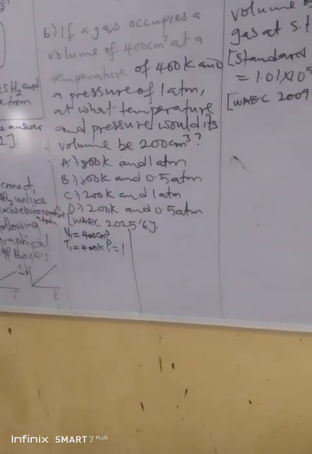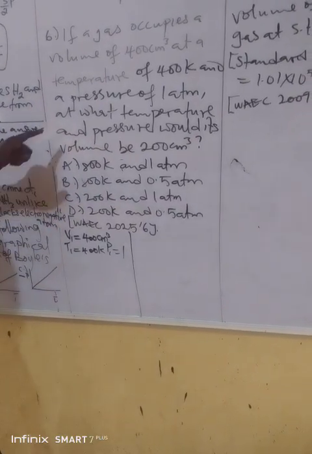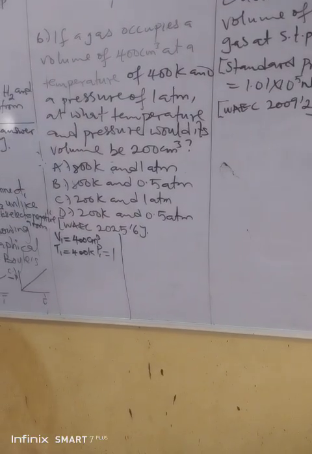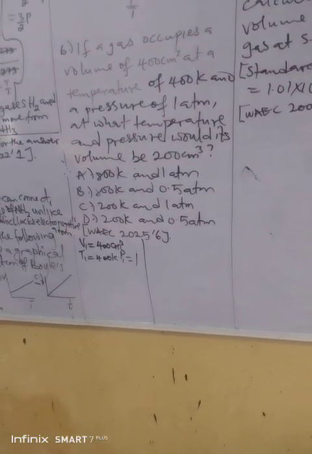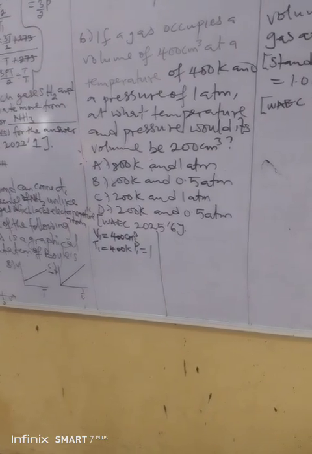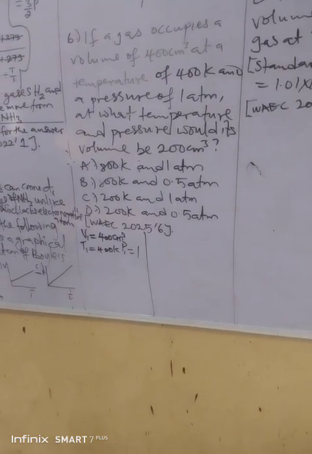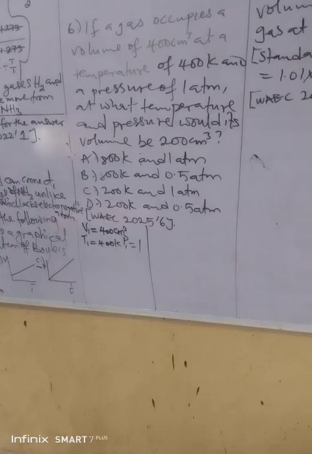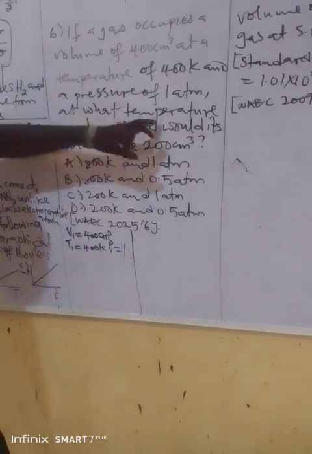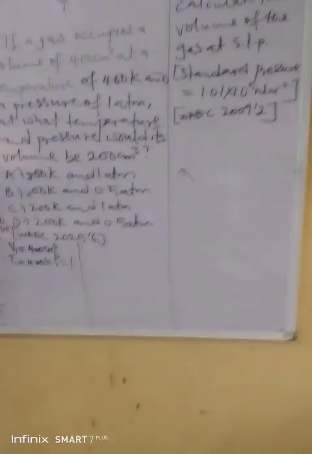It's not even calculation, it's common sense. Look at it. At what temperature and pressure? They are asking for 2 unknowns. 2 unknowns. It's like Olympiad mathematics. How can there be 2 unknowns inside an equation? Look at it. They say, at what temperature and pressure?